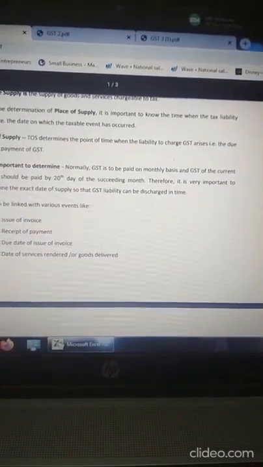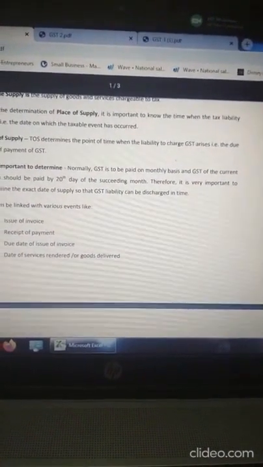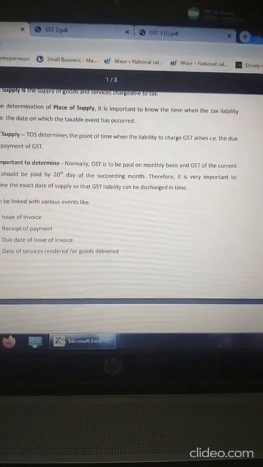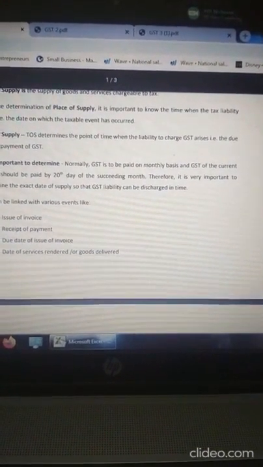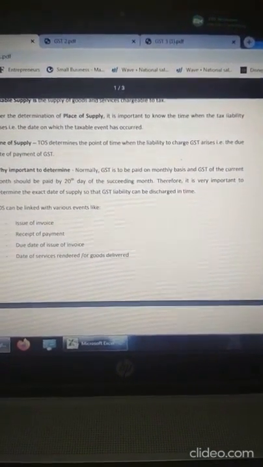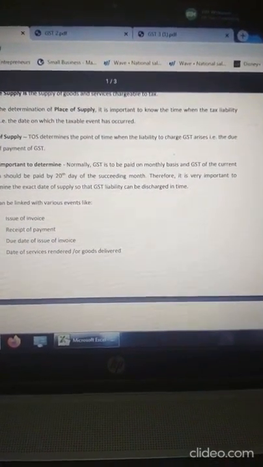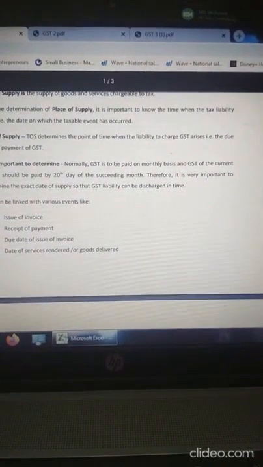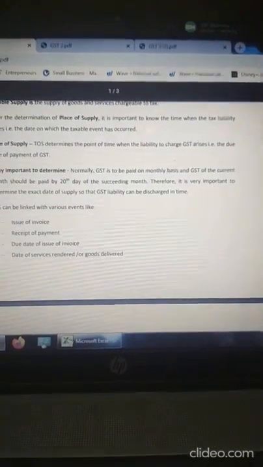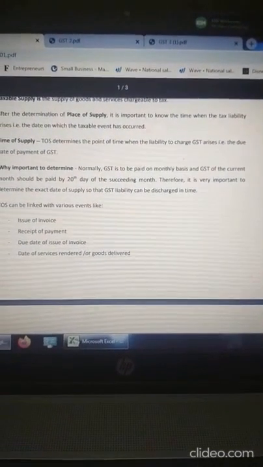Why is it important to determine the time of supply? Normally, GST is to be paid on a monthly basis, and GST of the current month should be paid by the 20th day of the succeeding month. Therefore, it is very important to determine the exact date of the supply, so that the liability of GST is discharged on time.